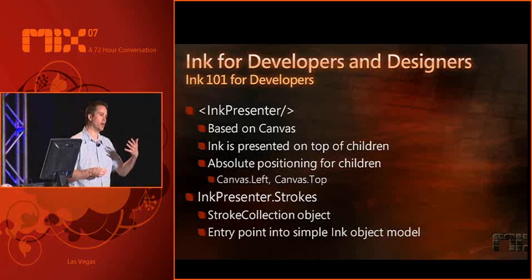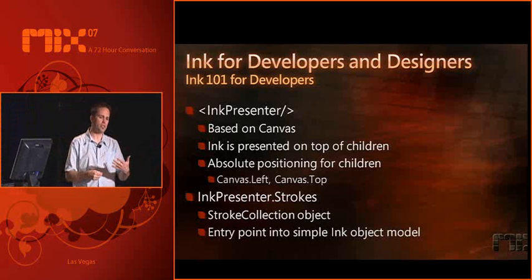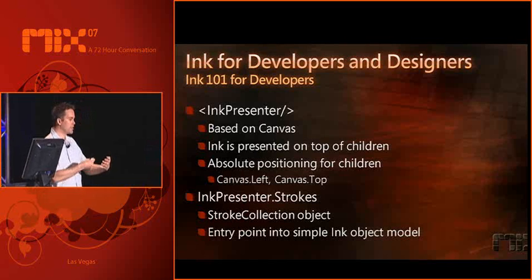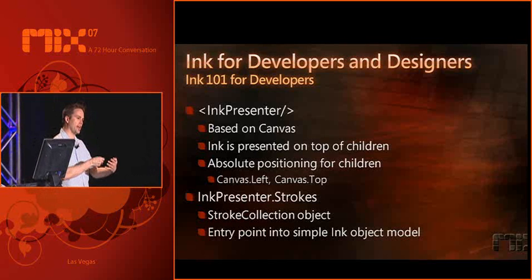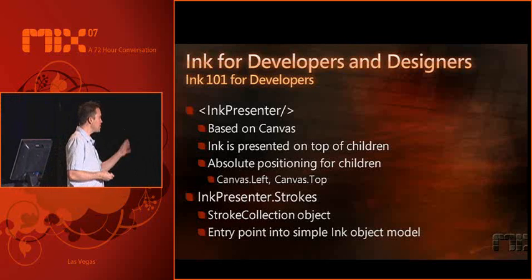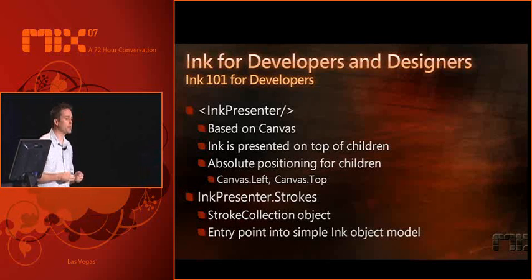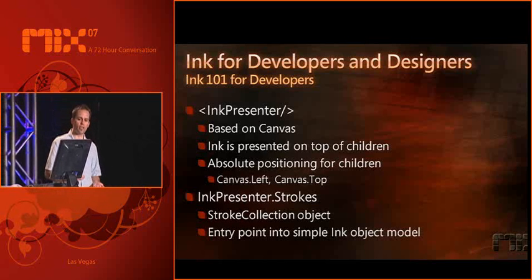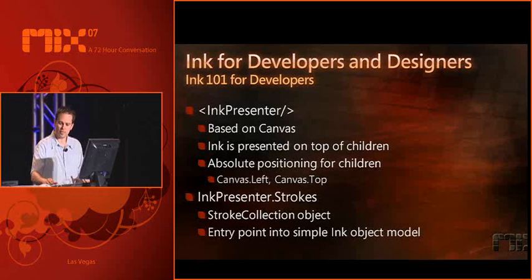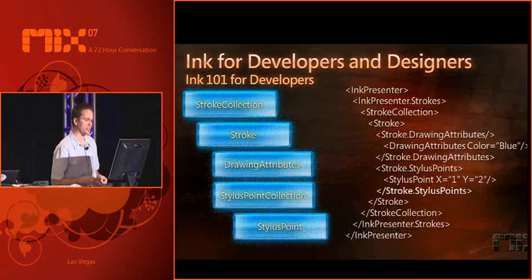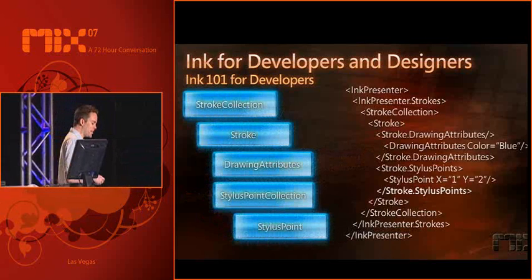So in addition to hosting children that are absolutely positioned, the ink presenter also adds a layer, an annotation layer, where you can present ink on top of your children. Now the entry point into that is our strokes property on the ink presenter. And the strokes property is of type stroke collection. Let's talk about our object model just a little bit. So it's very, very simple.